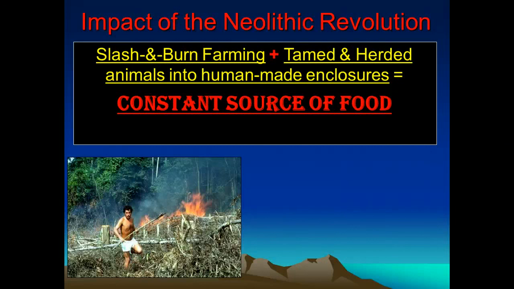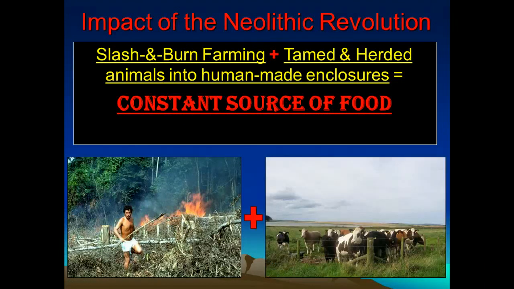Now, looking at the impact of the Neolithic Revolution, okay, when I say the impact, I'm talking about slash and burn farming, where we are going to literally burn the ground, and then we're going to plant there the next year because the soil is going to be rich in nutrients. All right, combine that with enclosed animals who have been tamed and are used to being kept for our purposes, this is going to lead to a dramatic increase in food supply.